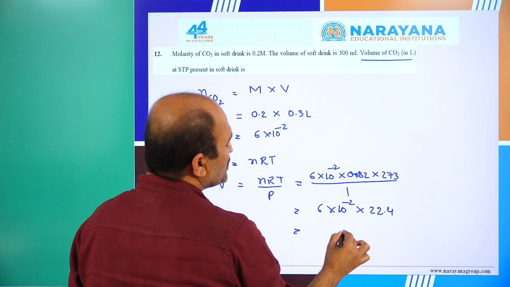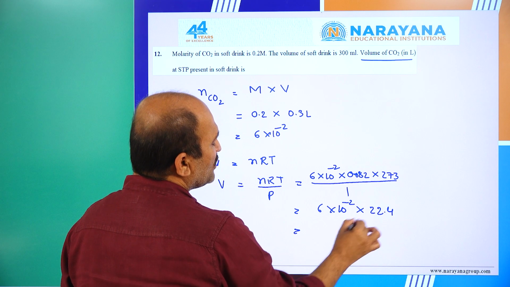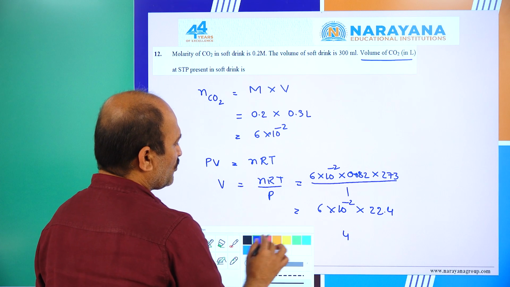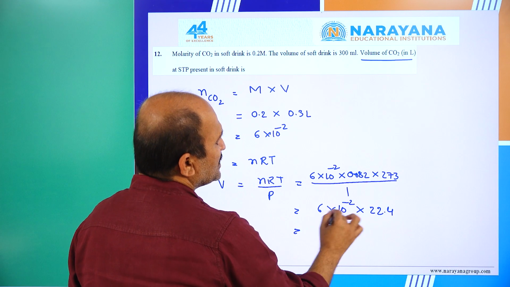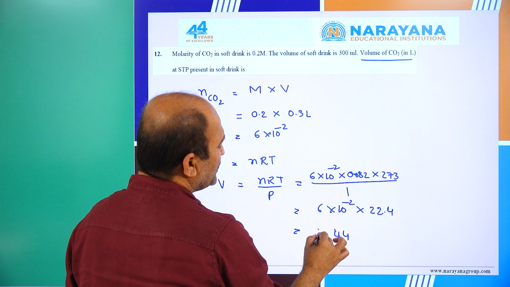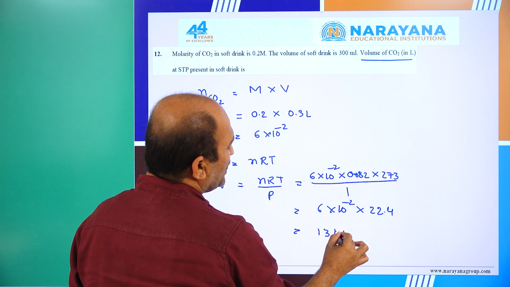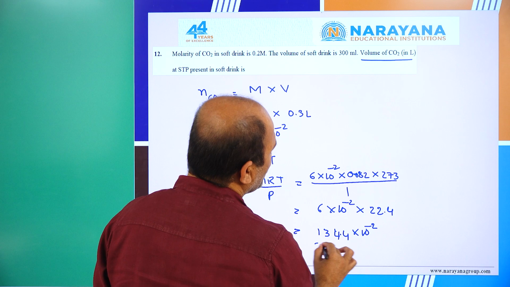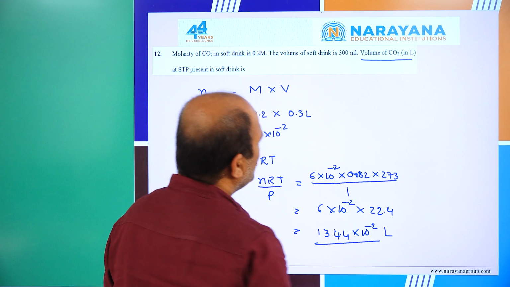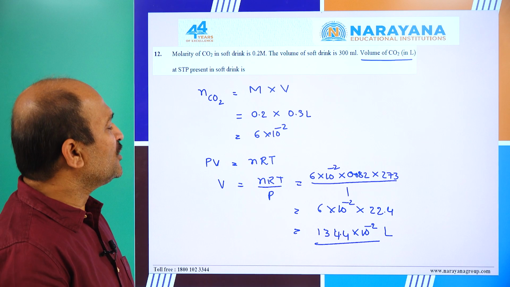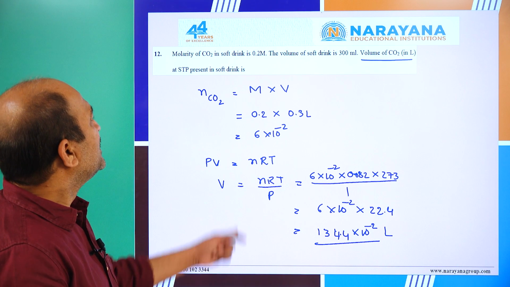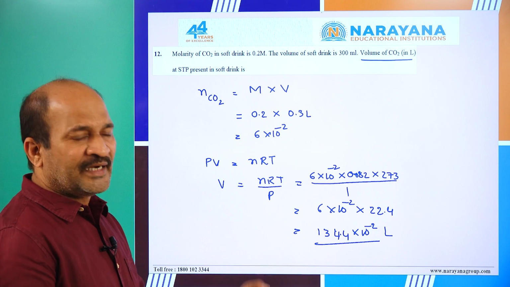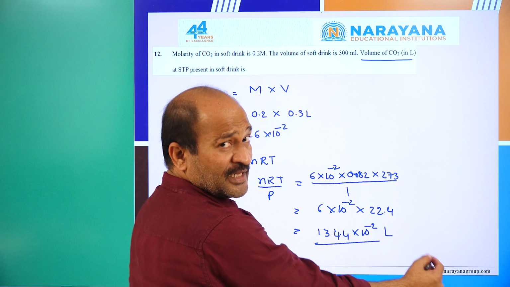So 6 4s are 24, 6 2s are 12 plus 2 is 14, 6 2s are 12 again and it will be 13. So 134.4 into 10 to the power of minus 2. From the given data, this is the answer. 134.4 into 10 to the power of minus 2 liters, students. It is a question based on solutions and the ideal gas, states of matter. Then go for the next question.